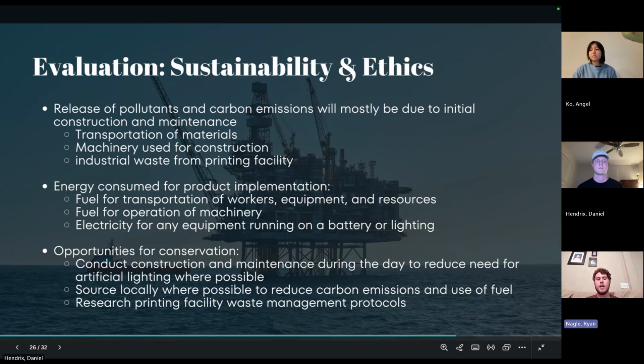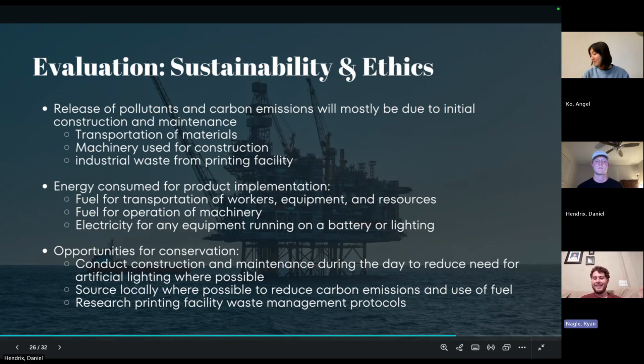Looking specifically at the energy, there's going to be fuel necessary for vehicles, workers, equipment, resources, and we're going to need electricity for operating batteries and operating lighting. There's going to be times where lighting is going to be necessary for whoever's working on the projects to see what they're doing underwater. There are opportunities for conservation, though. That's the good news.